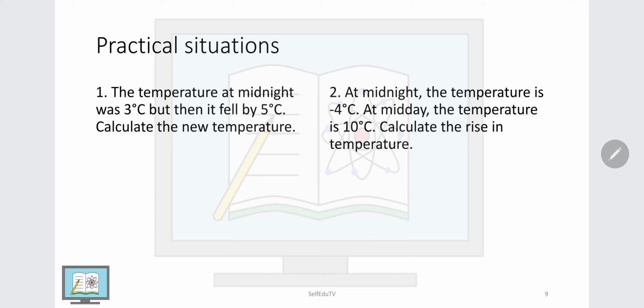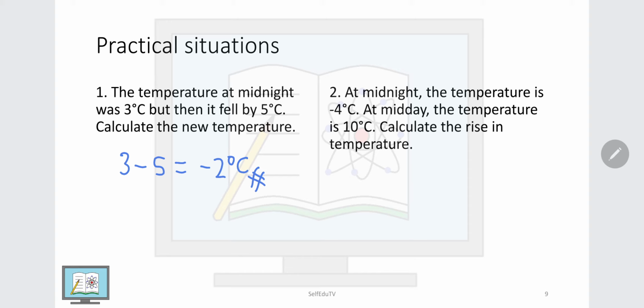So let us solve some problems in practical situations. Take a look at the first question. The temperature at midnight was 3 degrees Celsius, but then it fell by 5 degrees Celsius. Calculate the new temperature. Obviously it's 3 minus 5, minus 2 degrees Celsius.